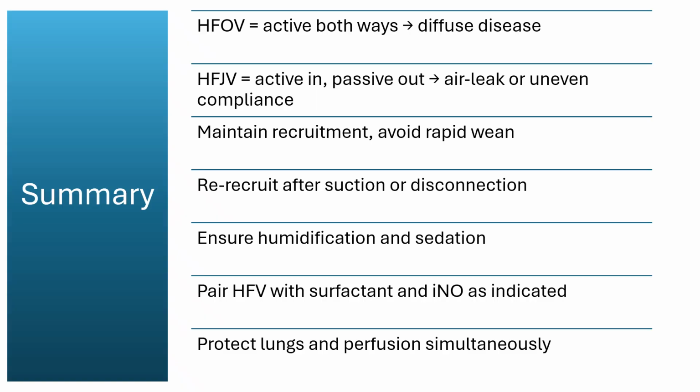as respiratory distress syndrome. HFJV delivers rapid, high-velocity pulses with passive recoil during exhalation, producing efficient carbon dioxide clearance at lower mean pressure. It is favored for conditions with uneven compliance or air leak, such as meconium aspiration or pulmonary interstitial emphysema. Regardless of the mode, maintaining recruitment is essential.